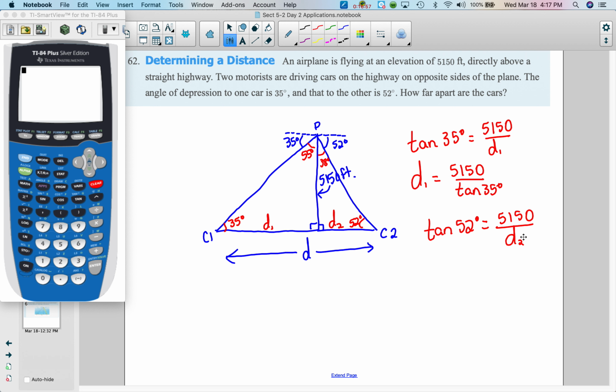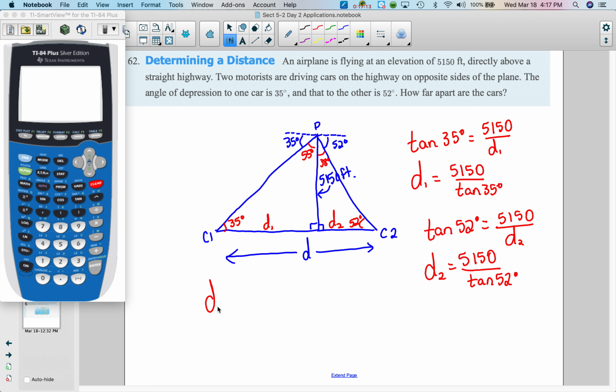So then if I move this out of the denominator, I'm going to have D2 equals, and I'm going to divide by the tangent 52. If you have to show that, that's fine, but hopefully you can follow that. Now you might wonder why I'm not doing each part. There's a reason why here.